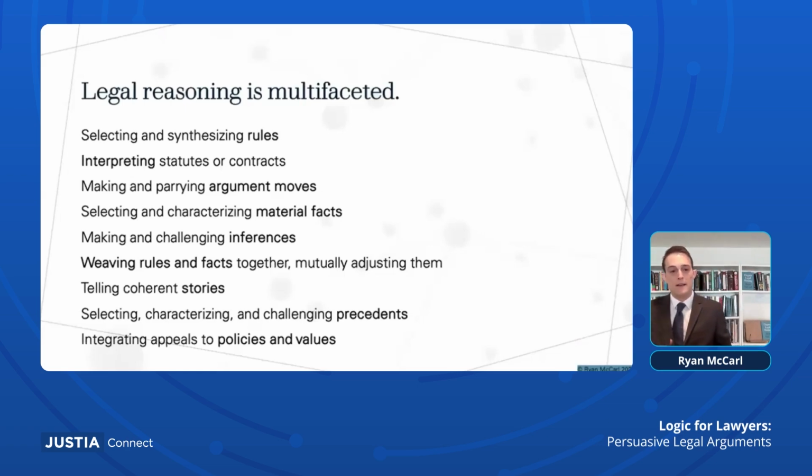And then finally, integrating appeals to policies and values. These cannot by themselves override binding rules, but oftentimes they can be used to argue that one rule applies and not another, or that a rule applies in a certain way and not a different way. And also, using the rhetorical concept of pathos, making the decision maker feel good about the decision because it accords with a particular policy.